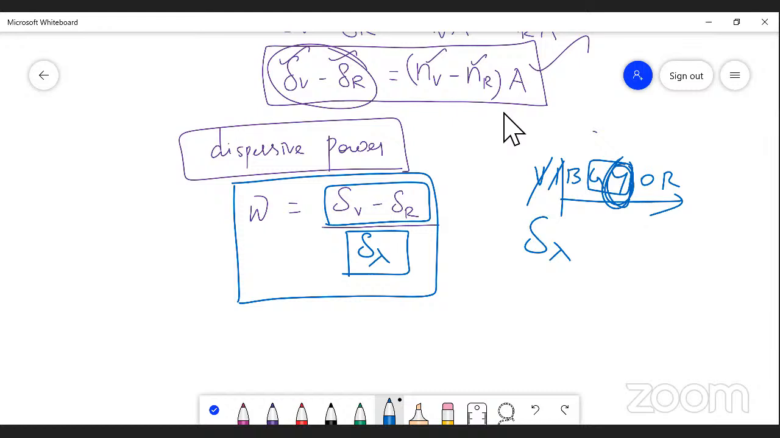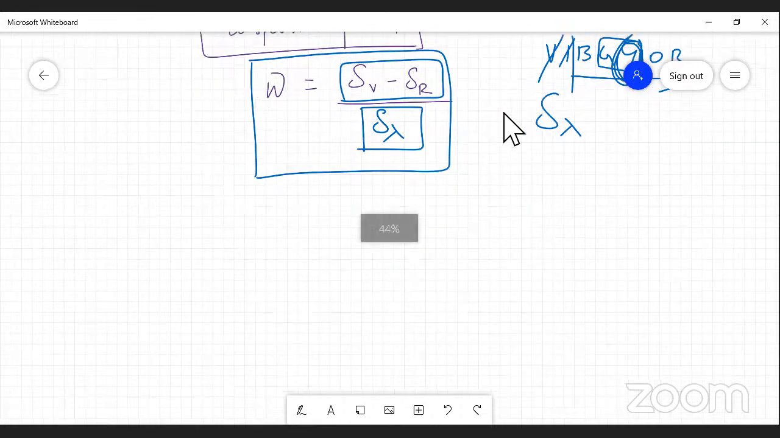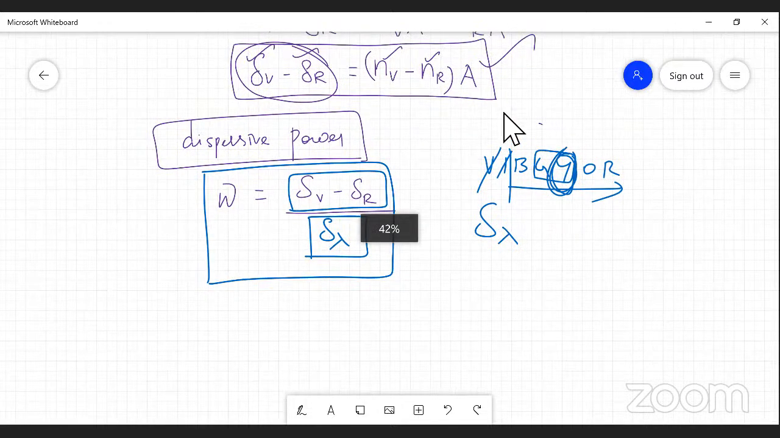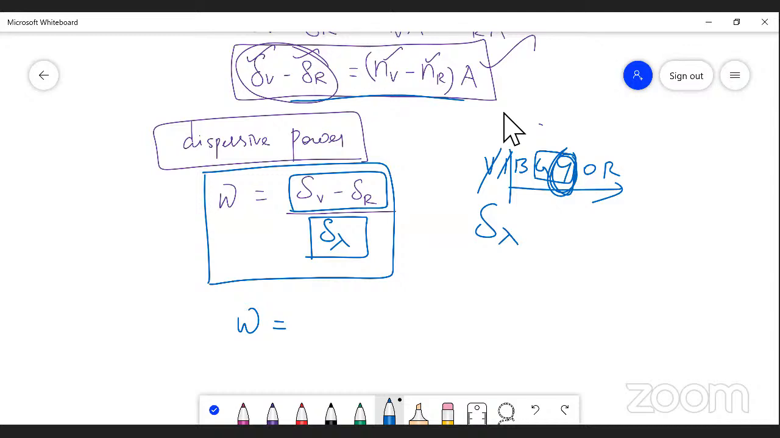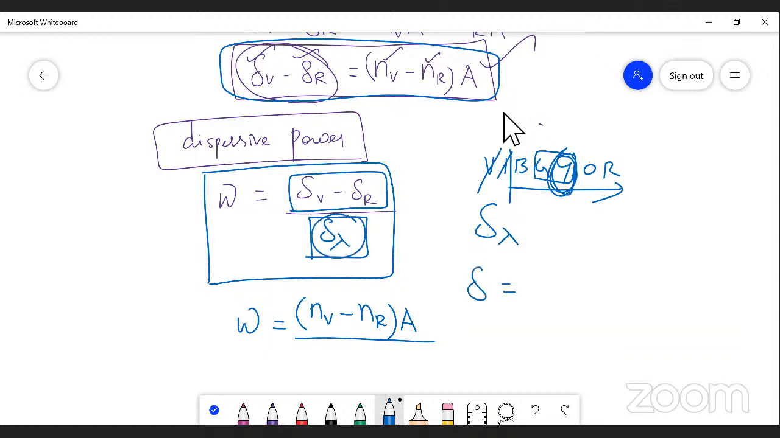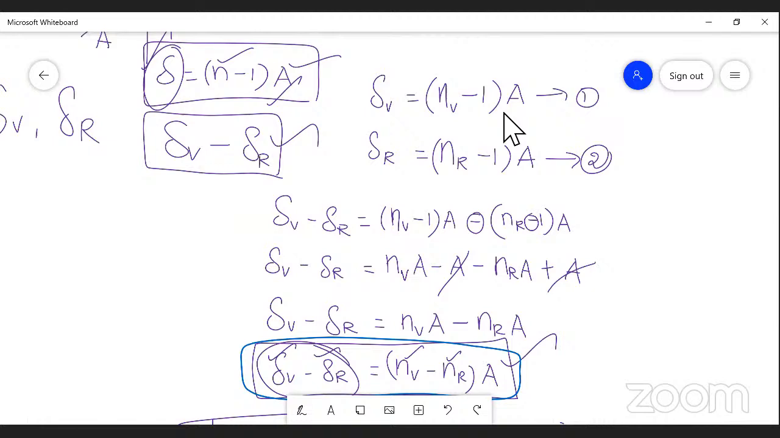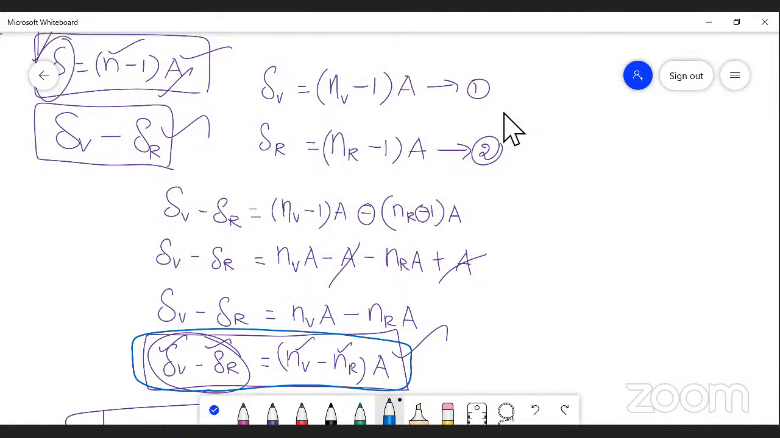I want to calculate this. Dispersive power omega is equal to, substitute the value. Delta V minus delta R is the angular dispersion. Substitute the value, NV minus NR into A, divided by the deviation. The angle of deviation formula is delta equal to, what is the delta formula? Delta is equal to n minus 1 into A, where n is the refractive index.